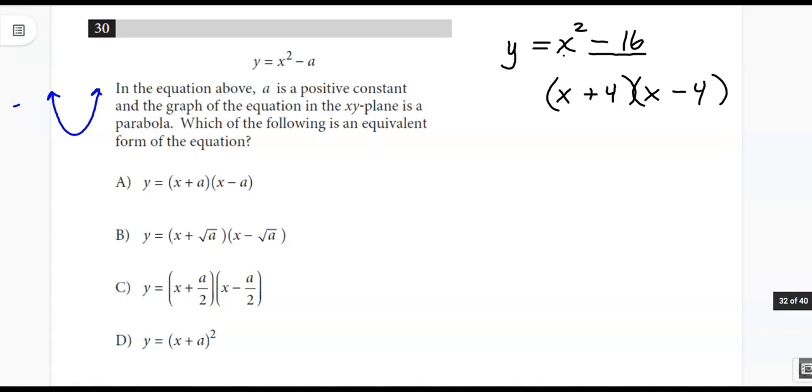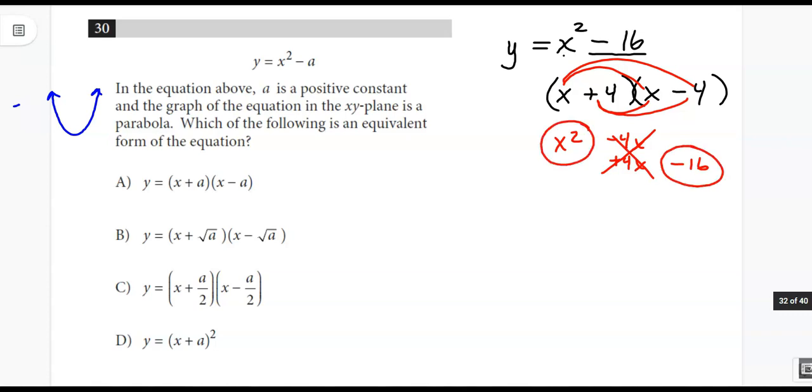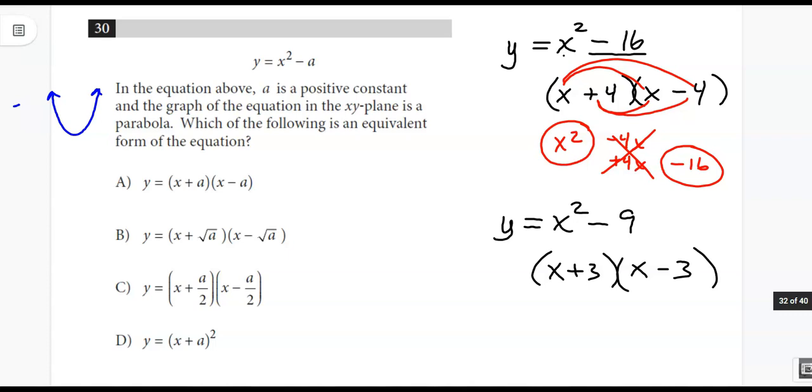And if you double check it and you actually worked it out, you get x squared, you get minus 4x, distribute again, you get positive 4x, distribute again, you get the negative 16. And you'll notice that these middle terms cancel out, and that's how you end up with an x squared and then just a constant, and you lose your x term. So another one that would work out nice would be y equals x squared minus 9. That one would be x plus 3 and x minus 3. Again, my middle terms are going to cancel out, and I'm going to just end up with the x squared minus 9.